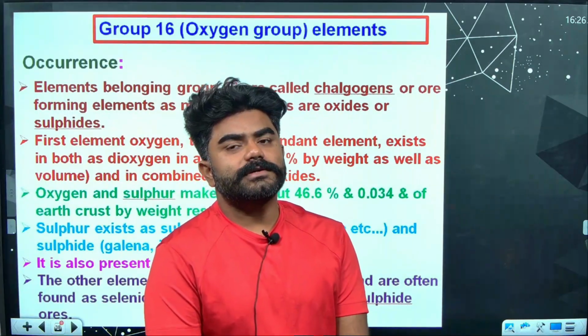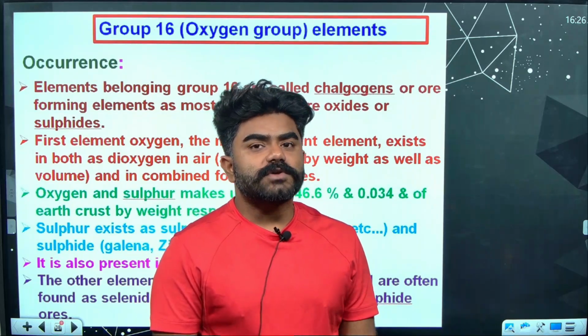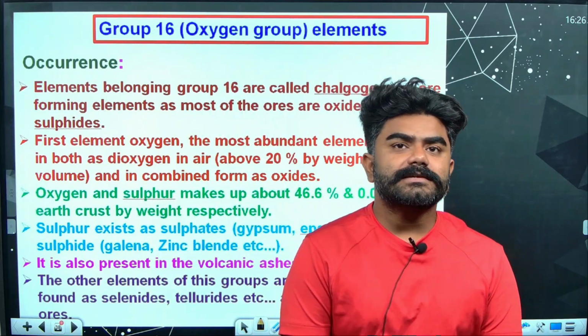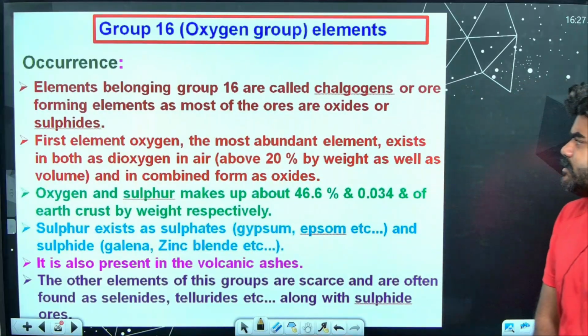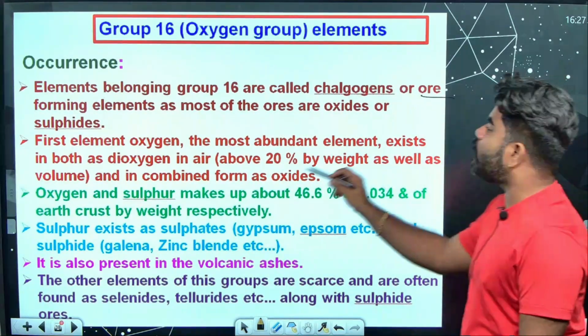Now what we are going to see is group 16, which is known as the oxygen family or chalcogen family. So the elements in this group we call chalcogens, or we call them ore forming elements.